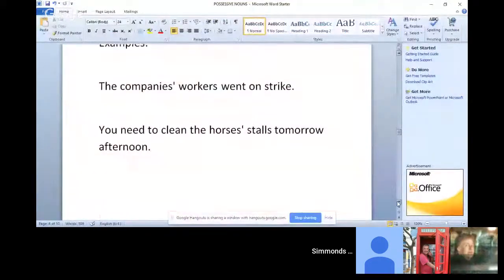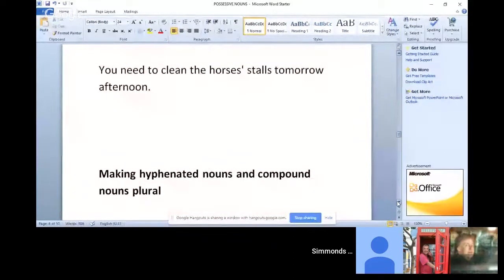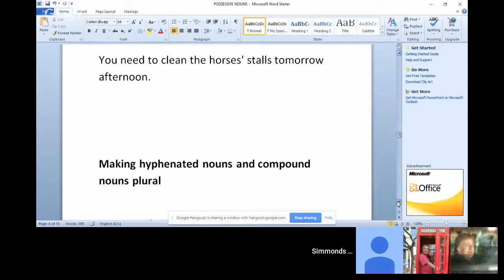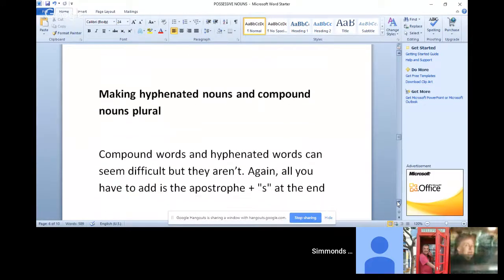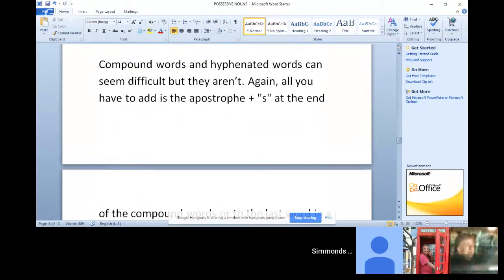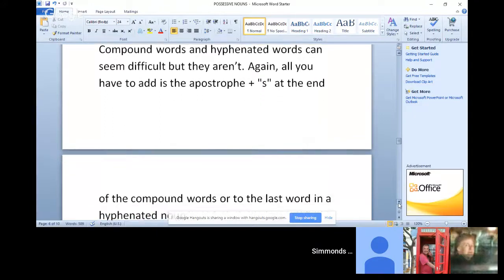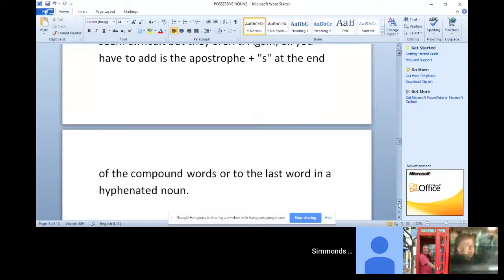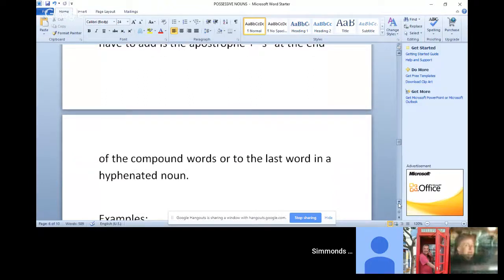All right. We're going to continue on because now we have other situations too. So now we have hyphenated nouns and compound nouns that are plural. Ken, could you start up here, please, and you can read this. Compound words and hyphenated words can seem difficult, but they aren't. Again, all you have to add is the apostrophe plus S at the end of the compound word or to the last word in a hyphenated noun.